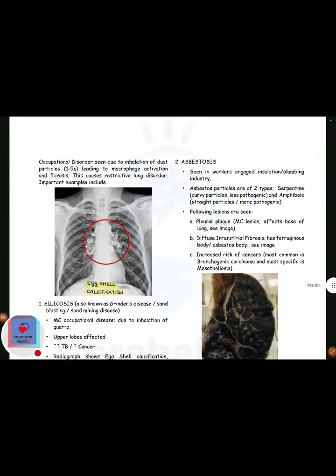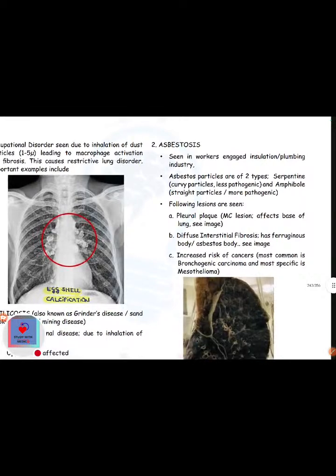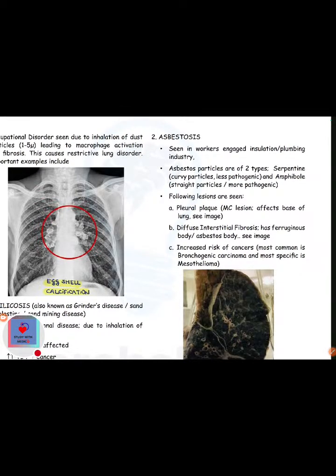Okay, let's talk about asbestosis in detail. Asbestosis is seen in workers engaged in insulation or the plumbing industry.